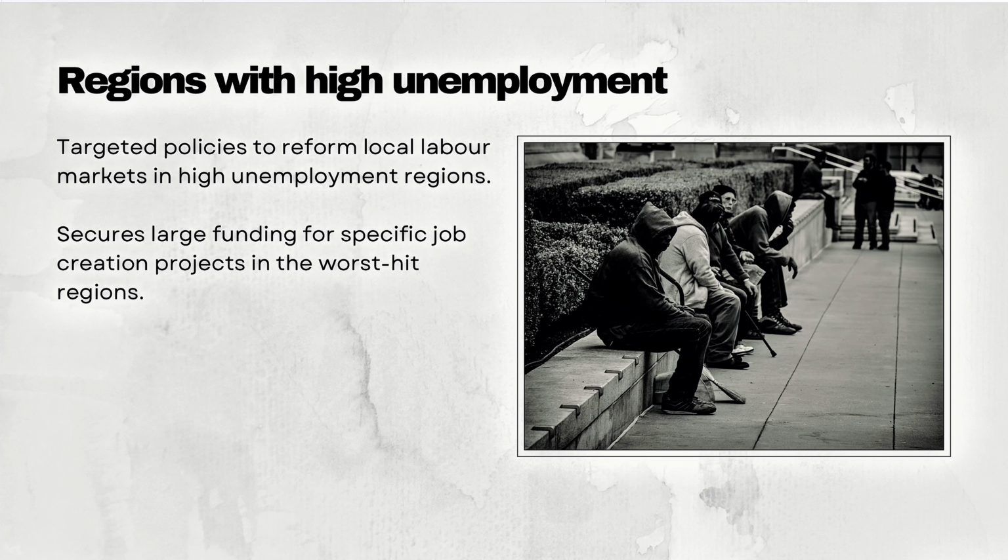The next impact is regions with high unemployment, as targeted policies to reform local labor markets in high unemployment regions, such as giving more incentive for unemployed people to work. This may include lowering the age of employment or increasing the age of retirement. Or you could incentivize more work by lowering income tax, or the government may be able to secure large funding for specific job creation projects in the worst hit regions.